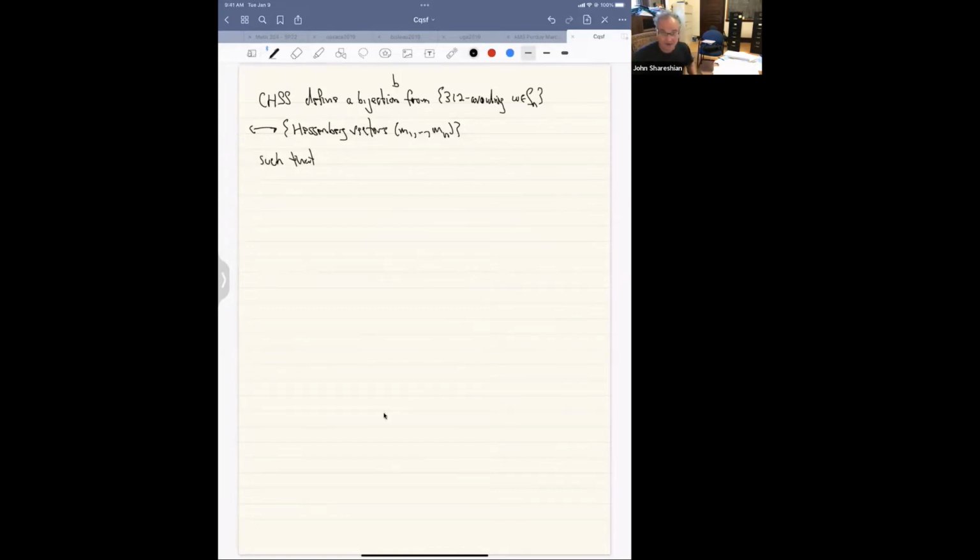So the first thing I want to say, 3-1-2 avoiding means if I read w in one line notation, there aren't three symbols, they're not necessarily adjacent, right? If I read w in one line notation, I cannot find three symbols anywhere in the sequence such that the biggest one is first, the smallest one is second, and the middle one is third, right?